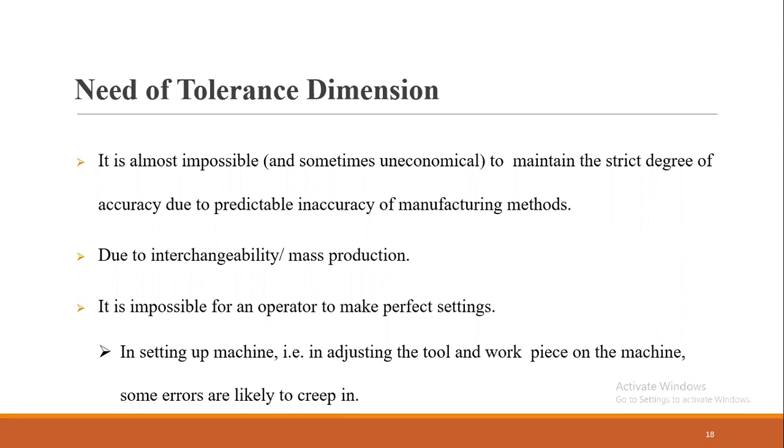Even if your worker in the first shift is a skilled worker, he will create a perfect part. But in B shift, we use a second worker, and he doesn't have the skill to create the same part, so he will create some defects. To avoid these defects, we maintain some tolerances.